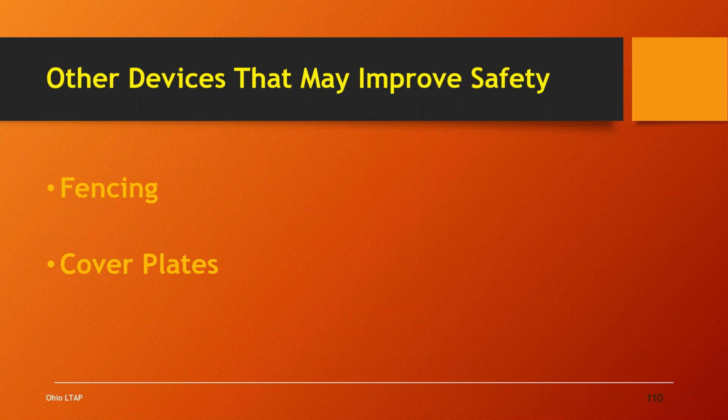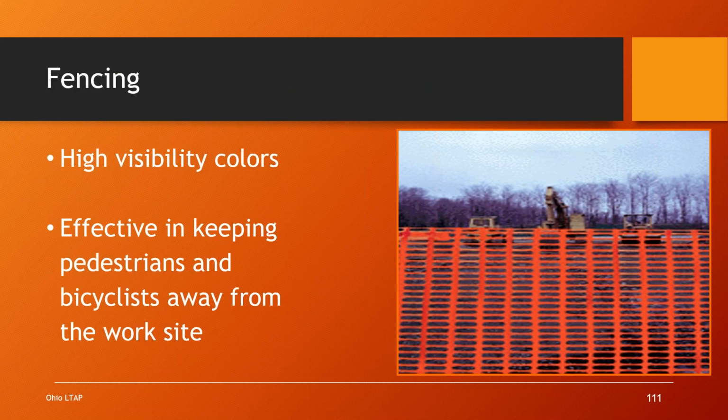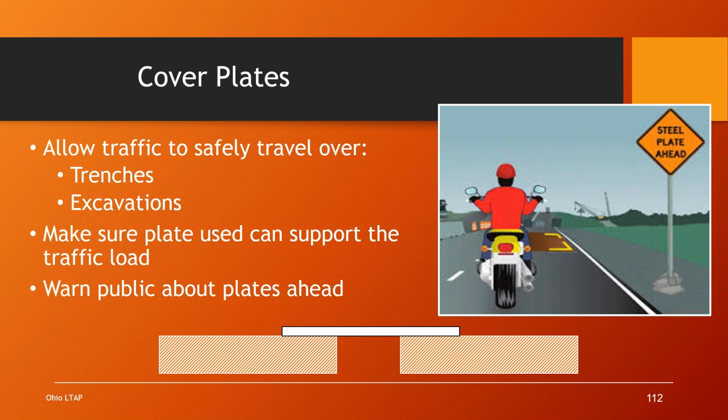Other devices that may improve safety are fencing and steel cover plates. The fencing I'm talking about is shown in this picture here. You see it's high visibility colors, and they're effective in keeping pedestrians and bicyclists out of your work zone. So these are good for cities and villages. And then you have your steel cover plates. They allow traffic to safely travel over trenches or excavations that maybe you didn't have the time to close.